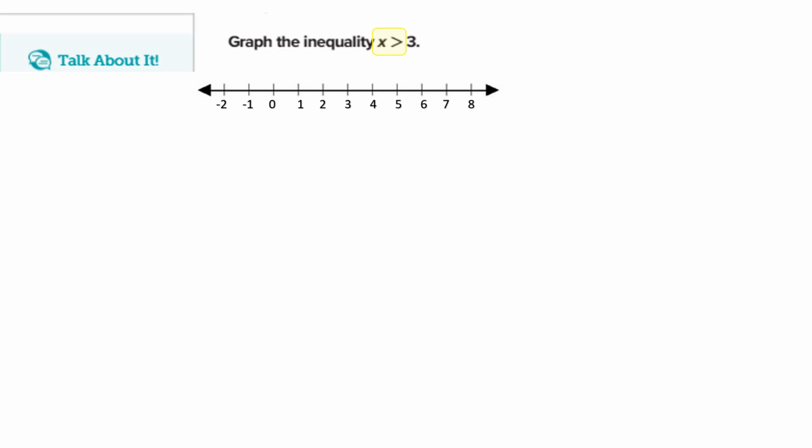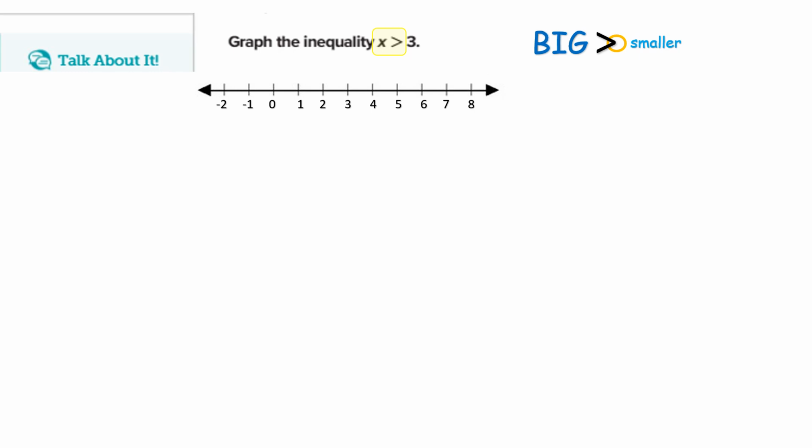I could flip it and have the 3 first, and then the arrow pointing to the 3 and the x on the right. And then it would be saying that 3 is less than x, which still would include the same group of numbers. So it doesn't matter really which way it's going, as long as I can tell where the arrow is pointing, because the arrow will always, always, always point to the smallest number.